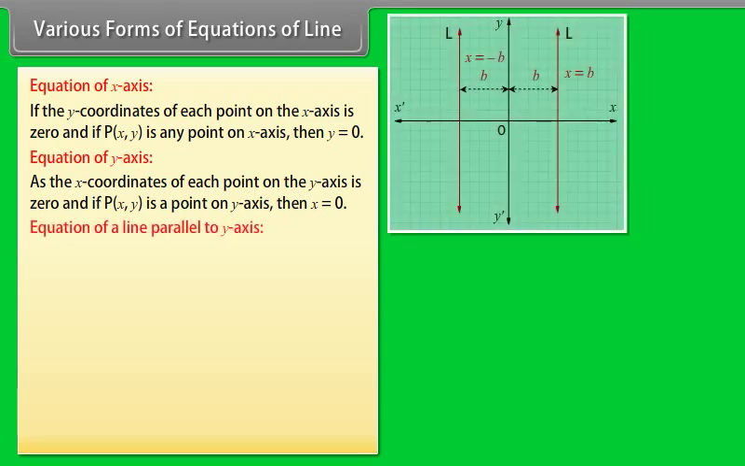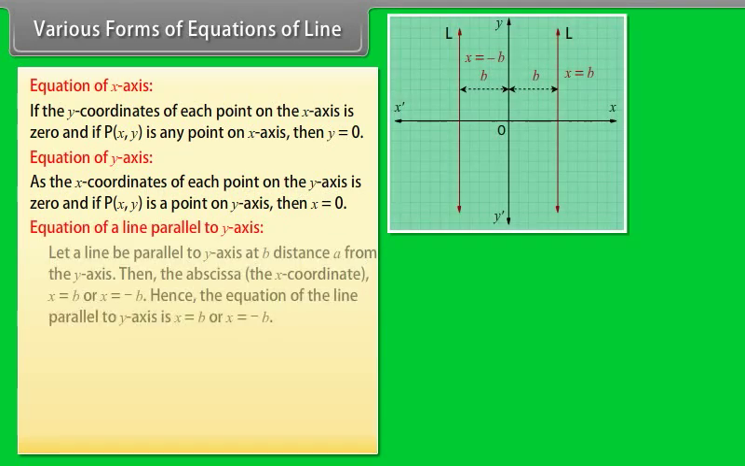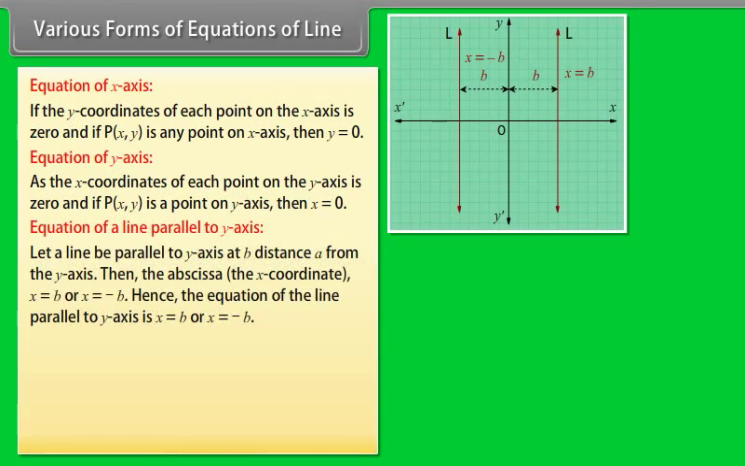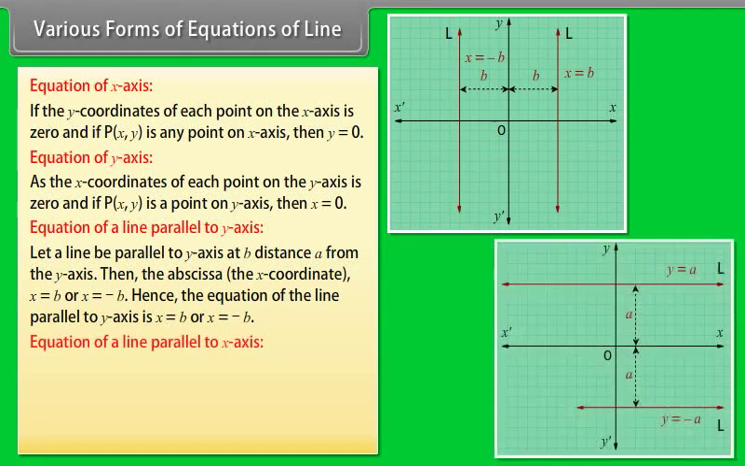Equation of a line parallel to the y-axis. Let a line be parallel to the y-axis at a distance b from the y-axis. Then the abscissa, the x-coordinate, x is equal to b or x is equal to minus b. Hence, the equation of the line parallel to the y-axis is x is equal to b or x is equal to minus b.